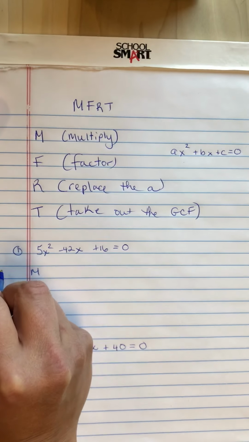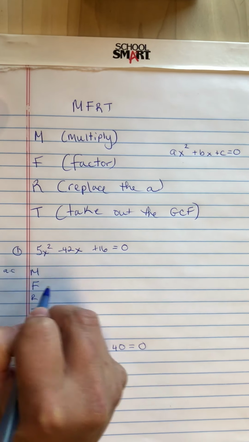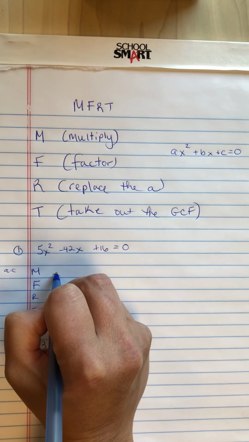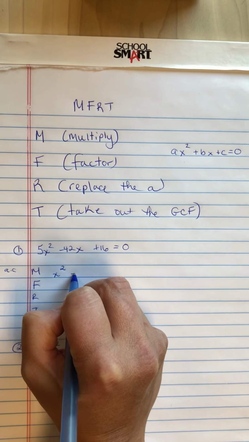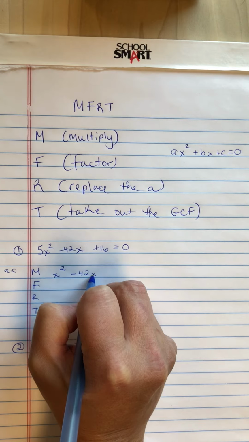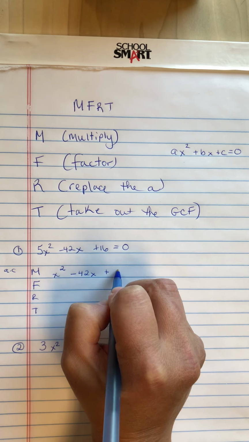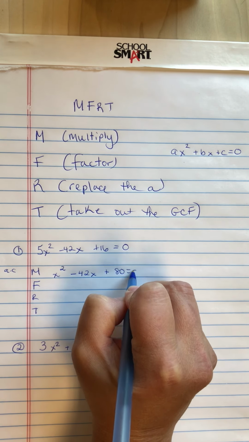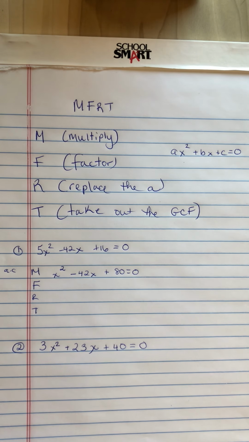So I'm going to multiply my a value with my c value. So I'm going to create a new trinomial. x squared minus 42x plus 80 equals 0. Yes, some of these numbers get large. We're going to have to deal with it. All right, take our time.